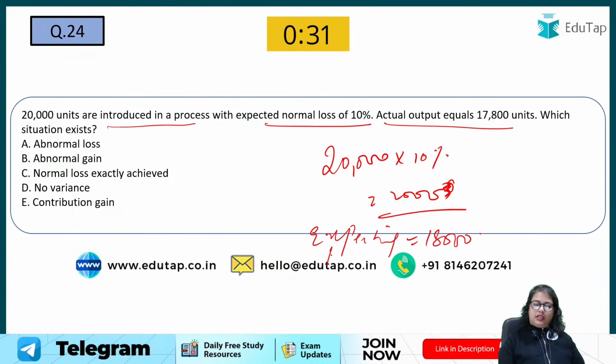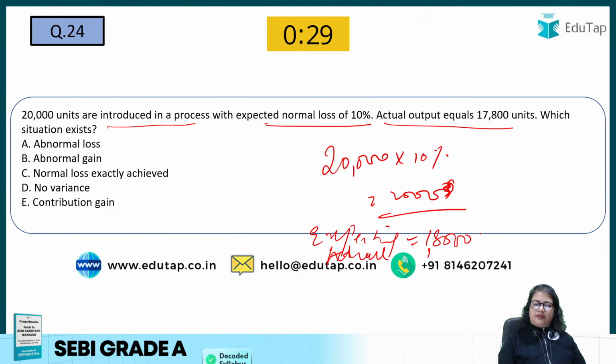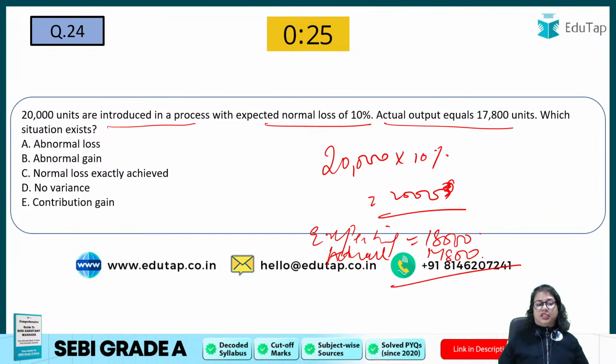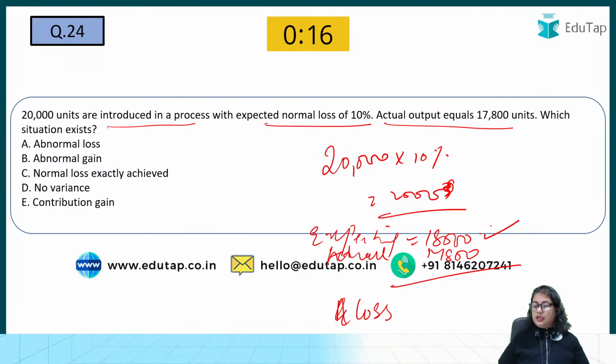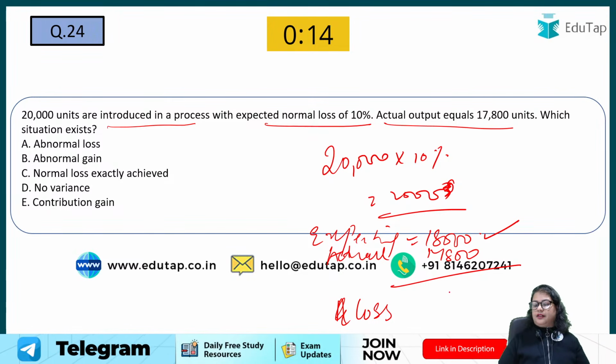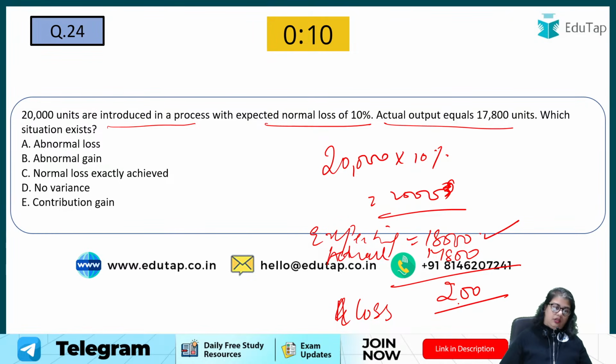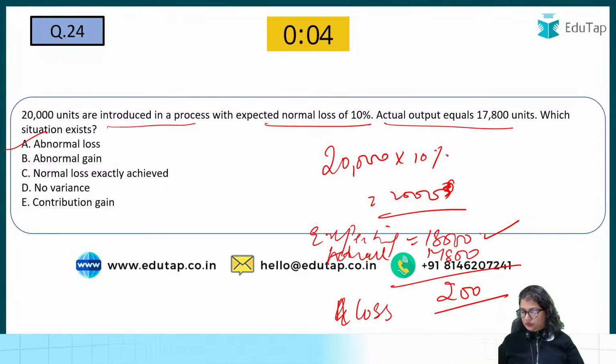The actual is how much? 17,800. So which situation exists? There will of course be abnormal loss. There is a loss of production because we expected that 18,000 would be produced, but 17,800 is produced. So there is a loss of 200 units, right? If 200 units had been mentioned here, we would have used that too. So there is an abnormal loss.